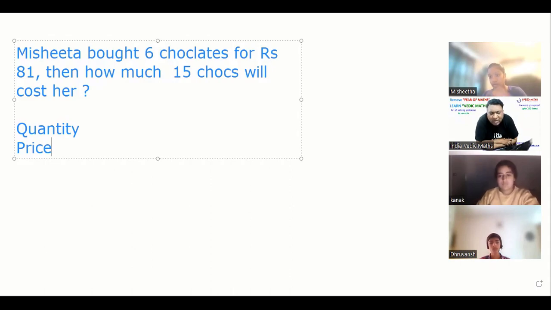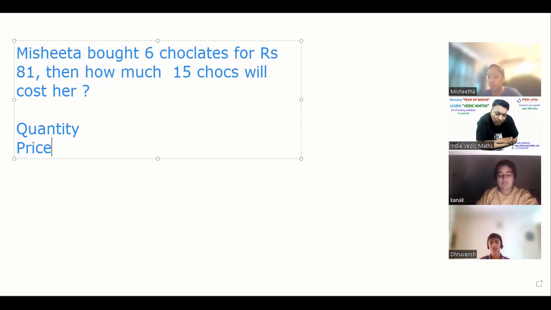Can anybody tell me any inverse proportion example before we do this question? If there are more builders working, there'll be less time used. Correct. And if there are fewer builders working, there'll be more time used. Let us take a simple example for everyone. Assume Mishita and Kanak are best friends.